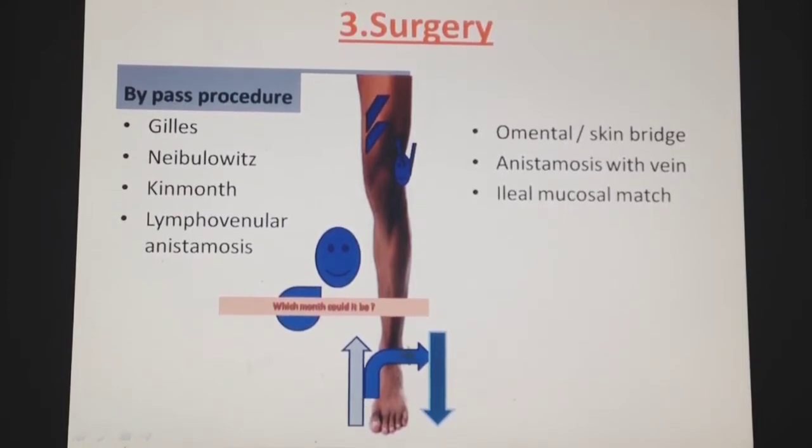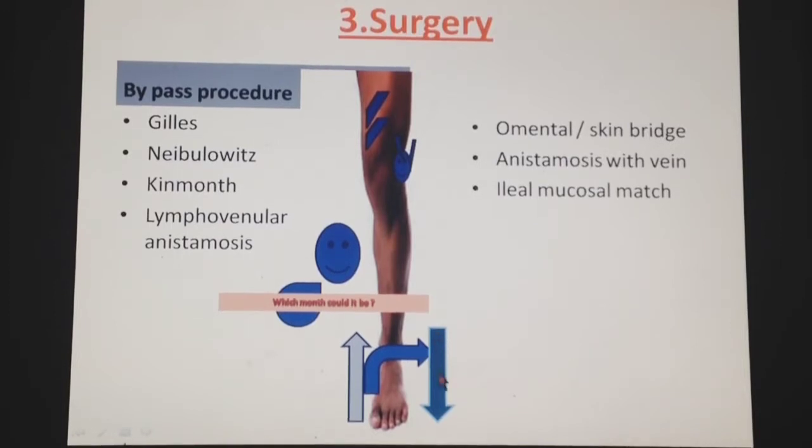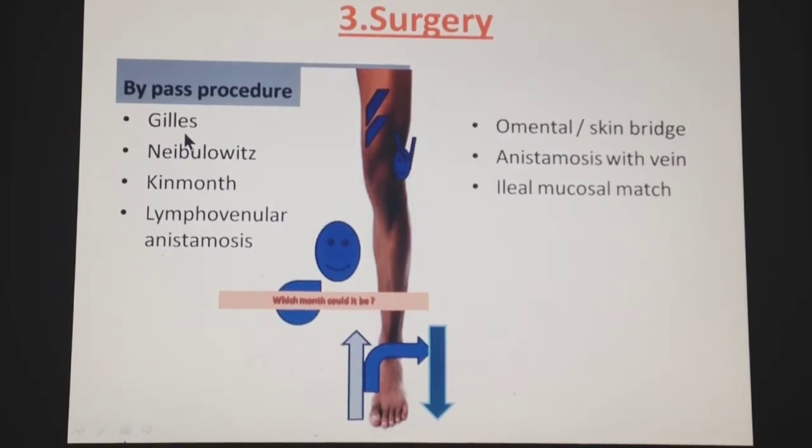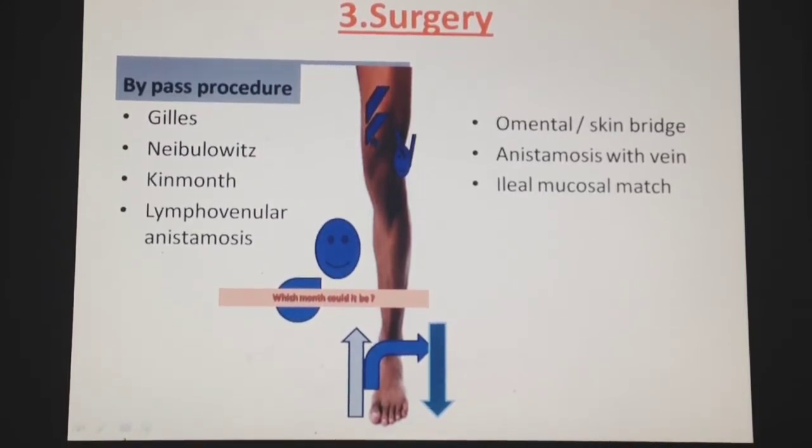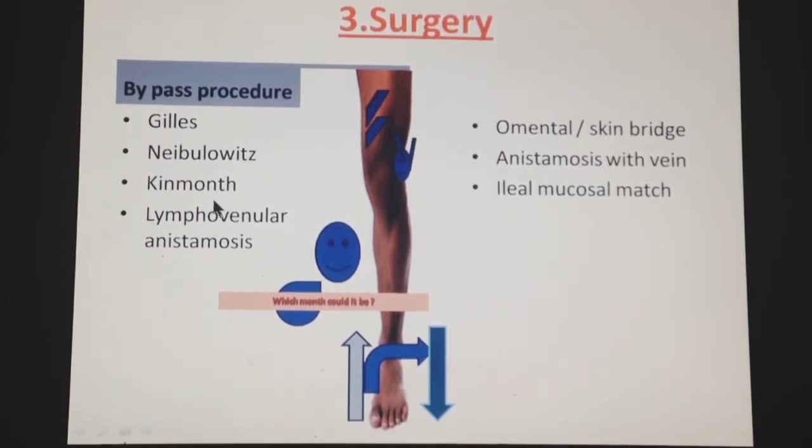And here you can see the arrows. This one shows the lymphatic pathway, and this one shows the veins. So if you want to connect or anastomose the lymphatic pathway to the venular pathway, it will be termed lymphovenular anastomosis. What the Gilles procedure does is it connects the lymphatics with the omentum or a skin bridge. In Nebula Wurtz, it is the anastomosis with a vein. In Kinmonth, it is an ileal and mucosal match.